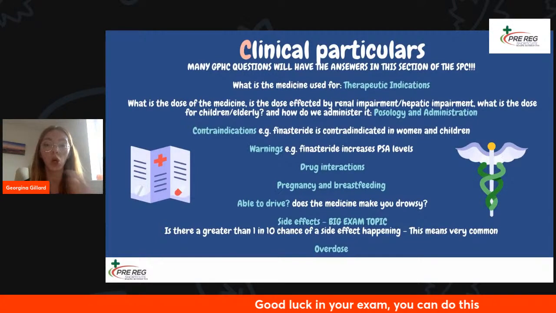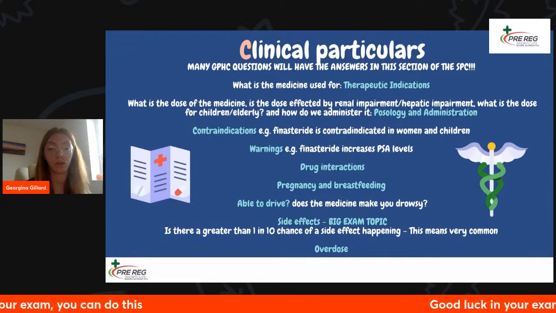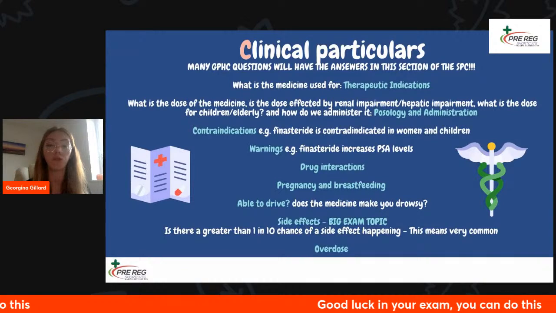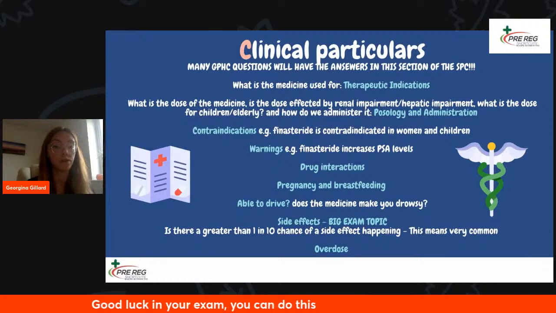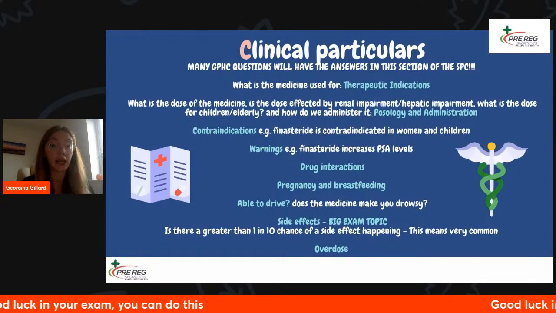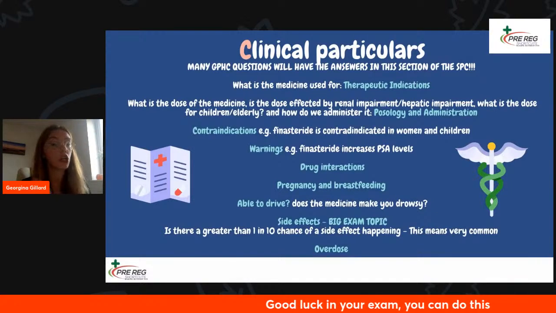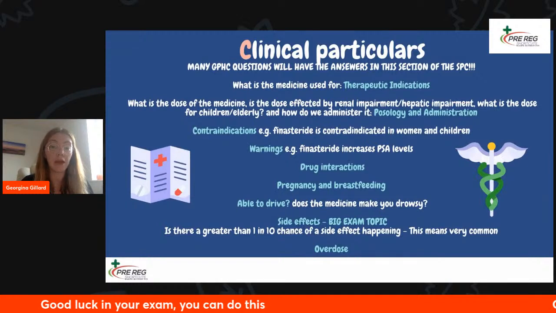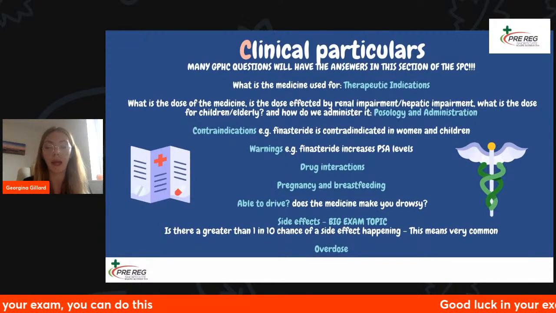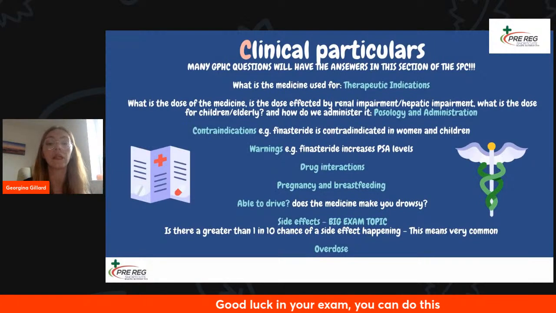Like finasteride, it's contraindicated in women and children. And you're going to have warnings. For example, finasteride increases your prostate-specific antigen levels, and therefore that's something we need to take into consideration with our reference ranges when testing patients. Then drug interactions: it's going to tell you if there are any. Pregnancy and breastfeeding: can you use it in pregnancy and breastfeeding? No. Are you able to drive with the medication? Does the medicine make you drowsy? Side effects, a big exam topic. I had this as a question in my exam in July 21. It will ask you about the frequency of the side effects.